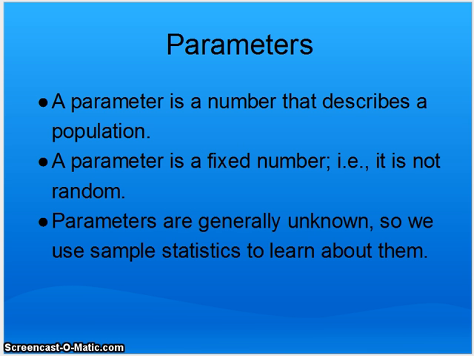To get started, though, we have to think about the distinction between parameters and statistics. Parameters are numbers that describe populations. A parameter is a fixed number. It's not random. And population parameters are generally unknown. And that's why we have to do statistical inference. We don't know what the parameter value might be, so we use sample statistics in order to learn about those parameters.